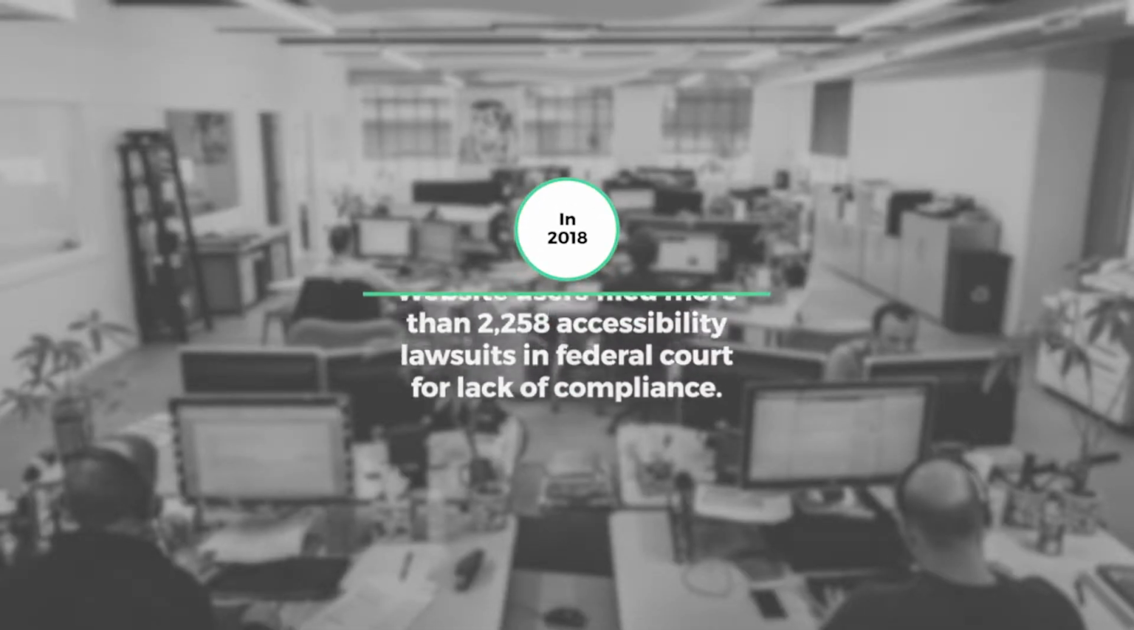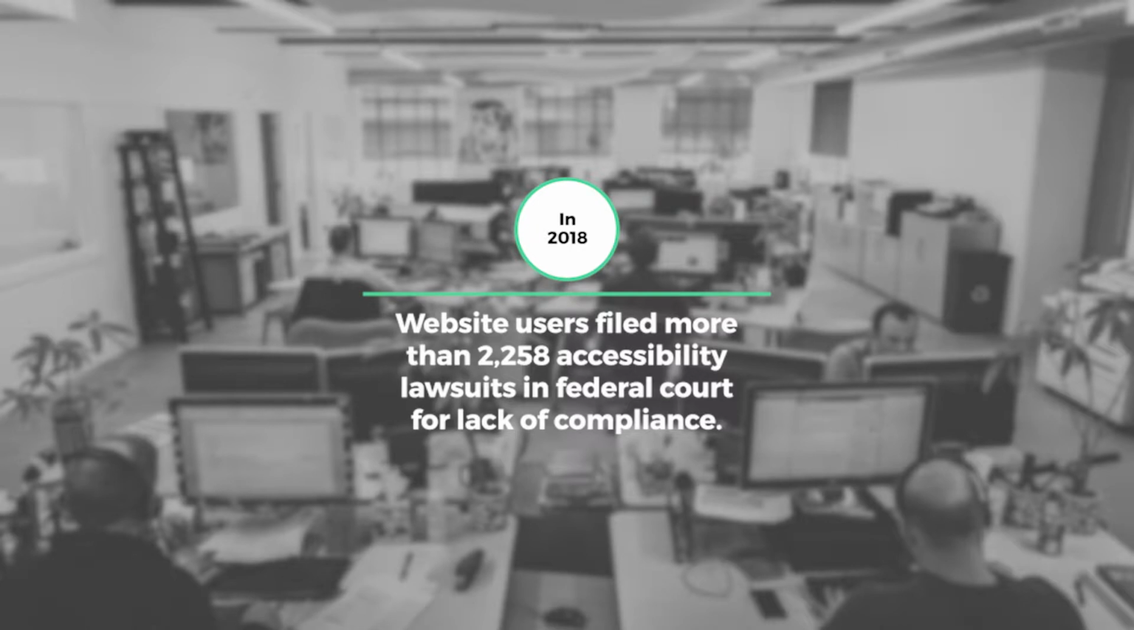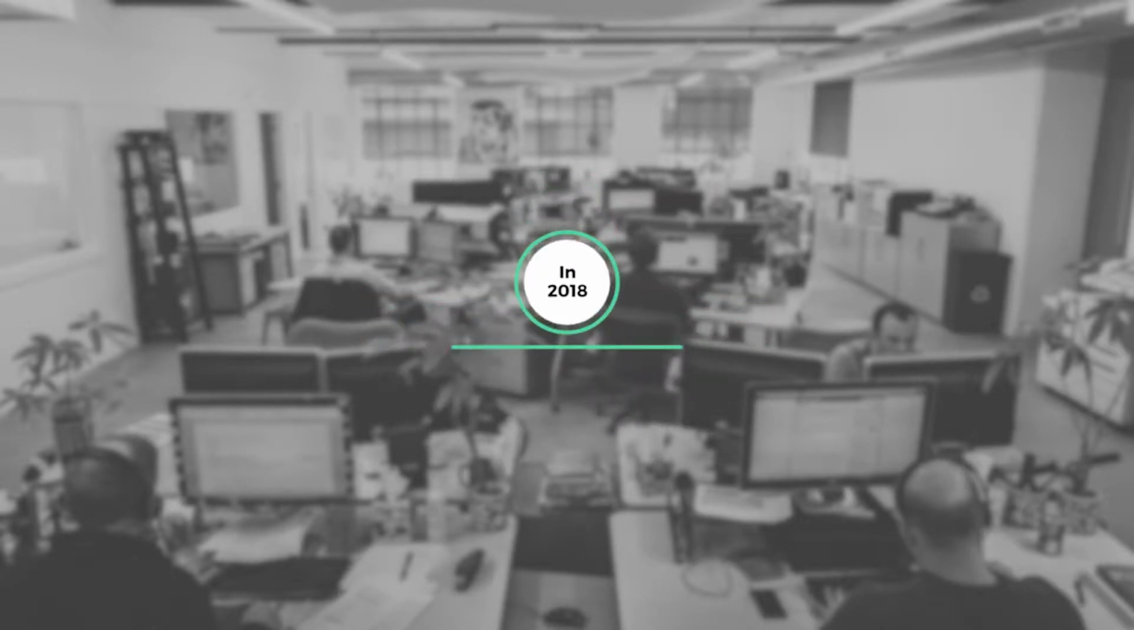The number of website accessibility lawsuits filed in federal court for lack of compliance exploded in 2018 to at least 2,258, increasing 177% over 2017. It's insane, right? It really is, and that number is just going to continue to grow as long as companies keep ignoring website accessibility.